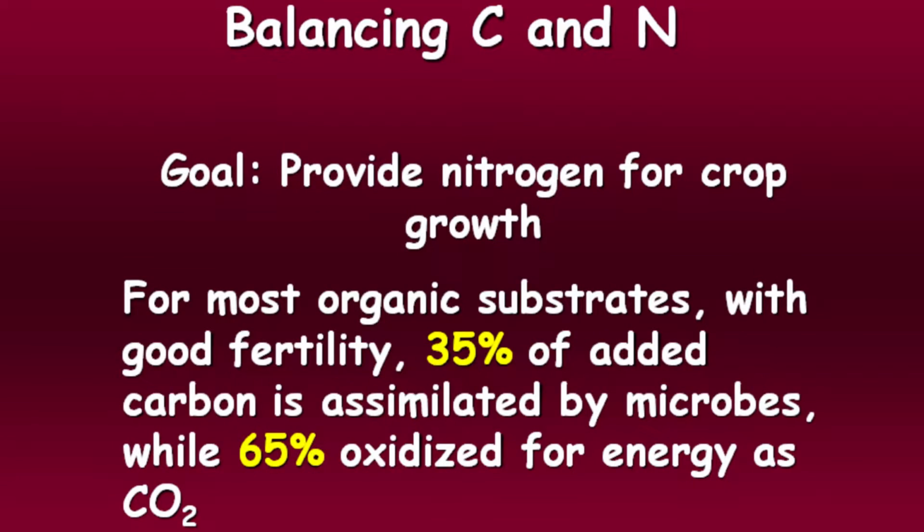Okay, so our goal, of course, is to provide nitrogen for crop growth. For most organic substrates with good fertility, 35% of carbon is assimilated by microbes. 65% of it is oxidized away for energy. Remember, microbes are decomposing organic matter for their own use. They don't care about your crop. They want to decompose organic matter for their own use.